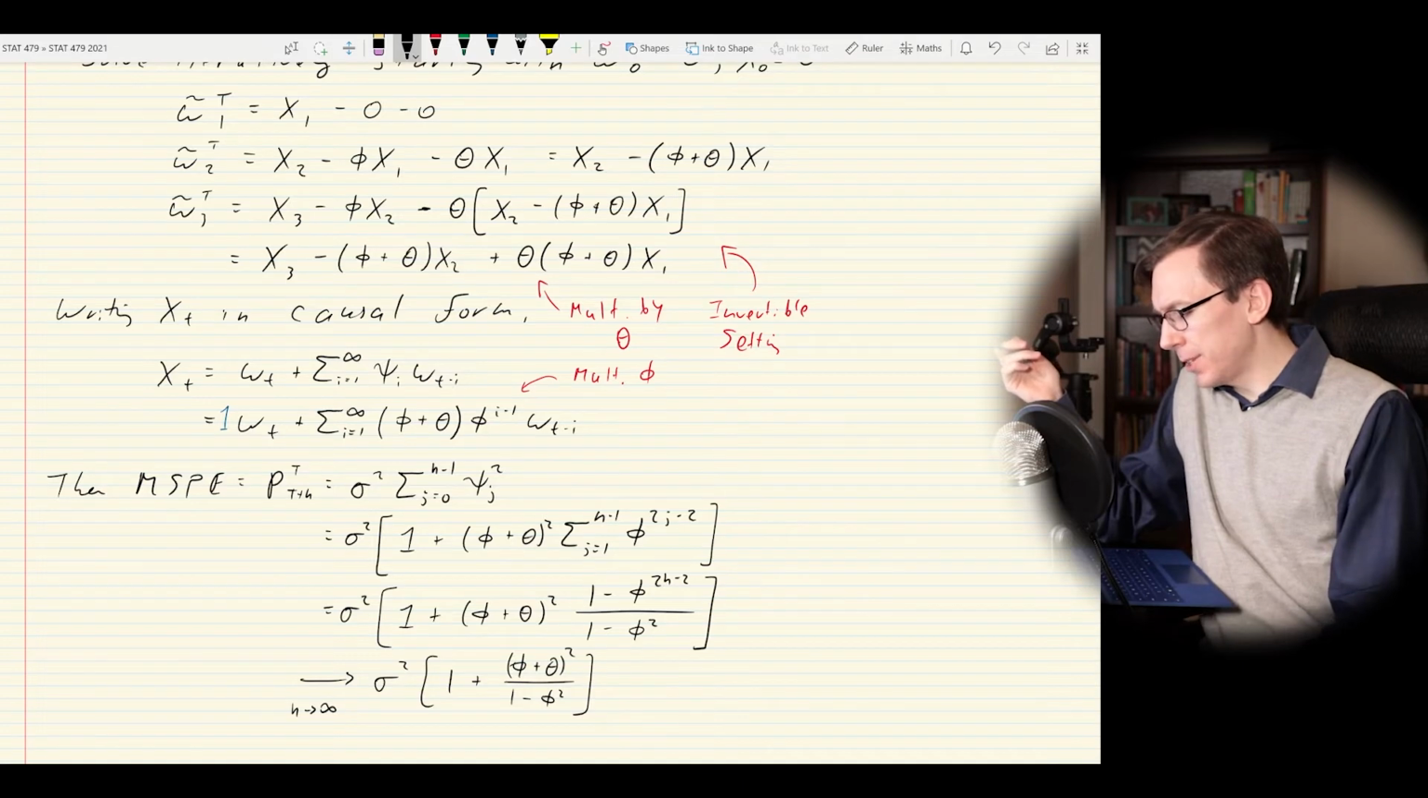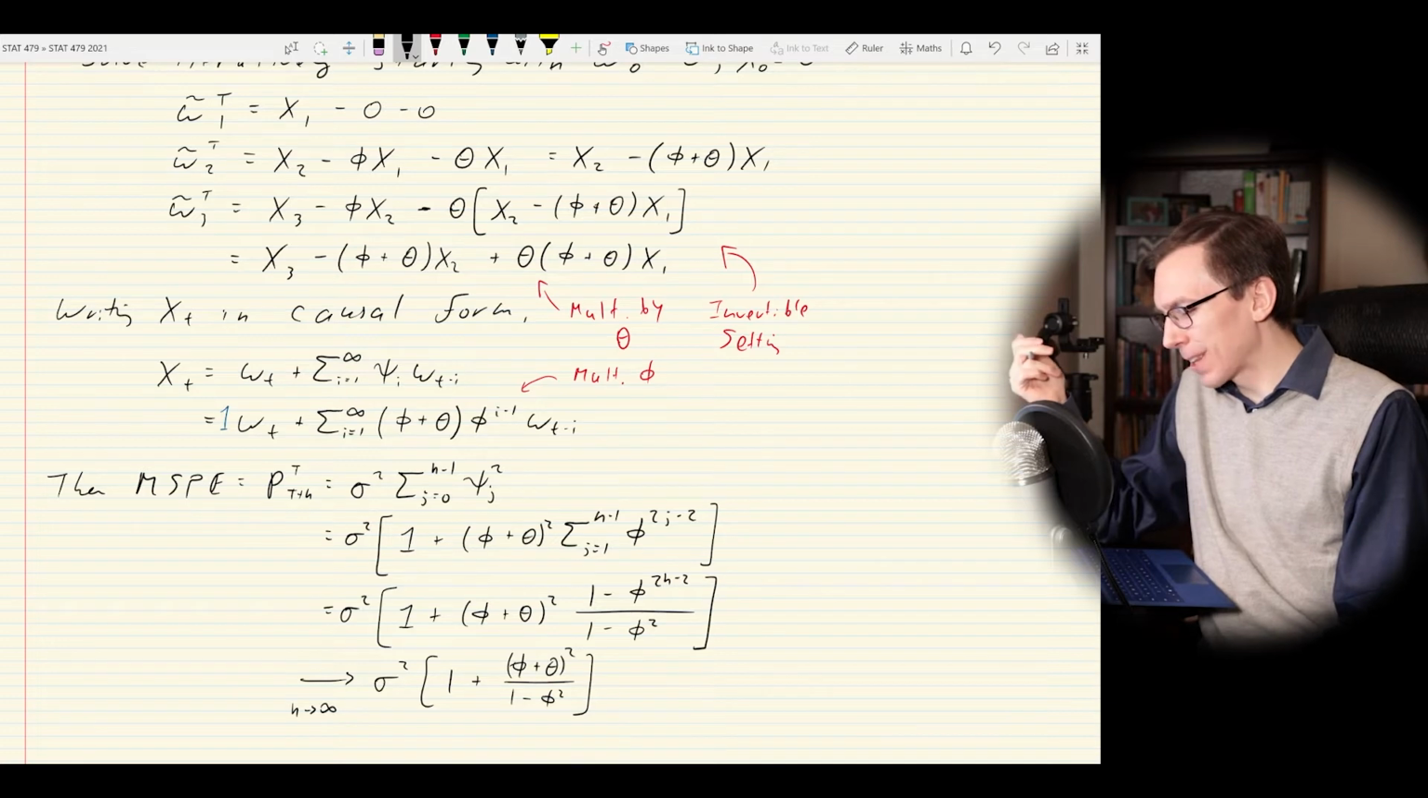I don't know if there's any interesting intuition here. No, not that I can think of. I think that's more or less the idea.